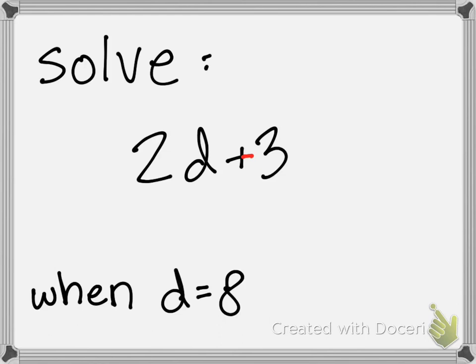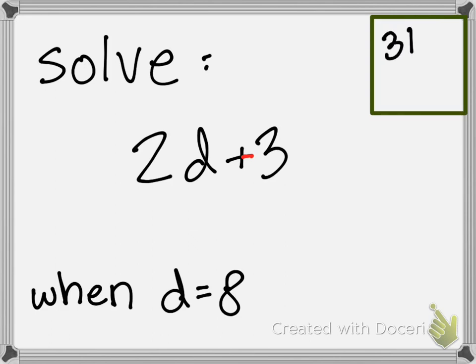Here it gets a little trickier. We have 2d plus 3. I had several students give me several different answers for this one. Some of the answers they gave me included 31 and 19. Now, we're going to look at this one. The first thing we know is that we have to plug in 8 to d, just like we've been doing in all of the other ones.